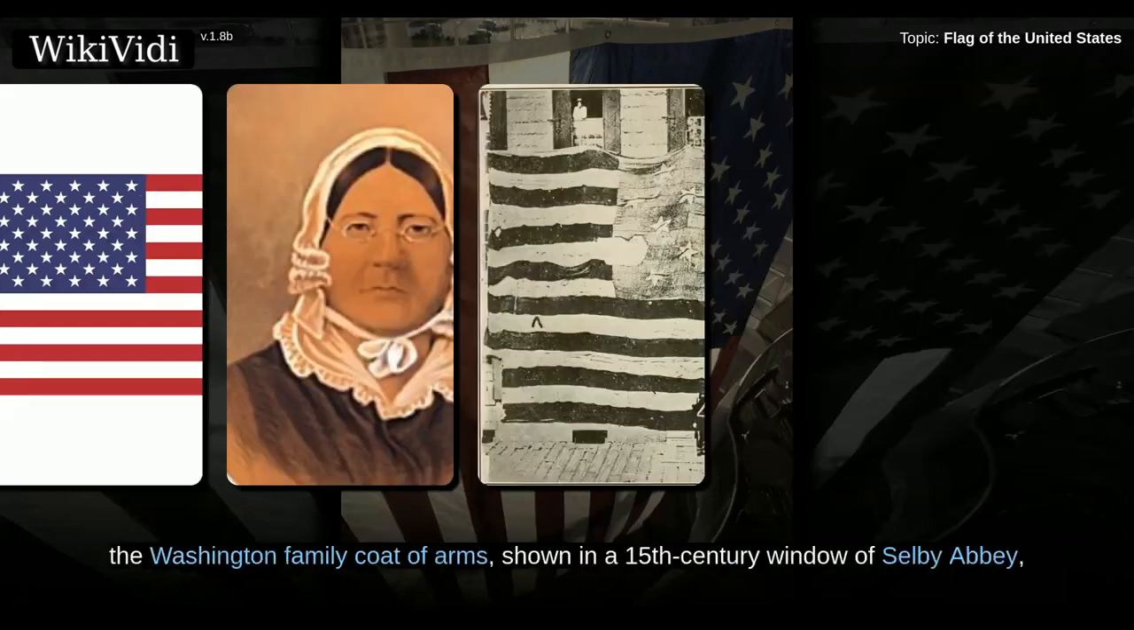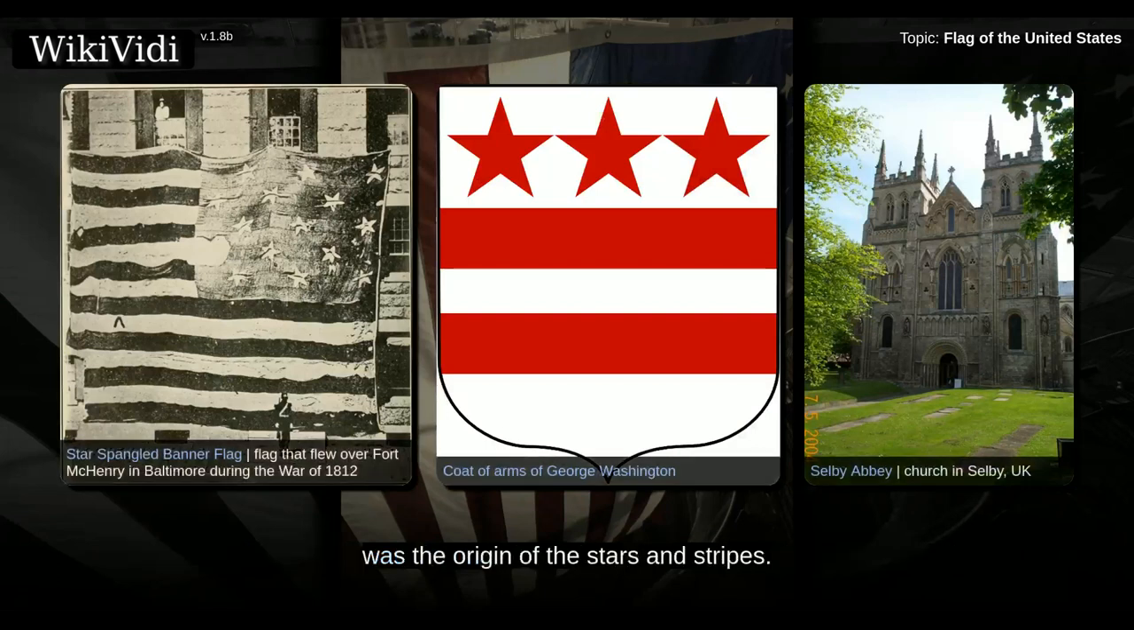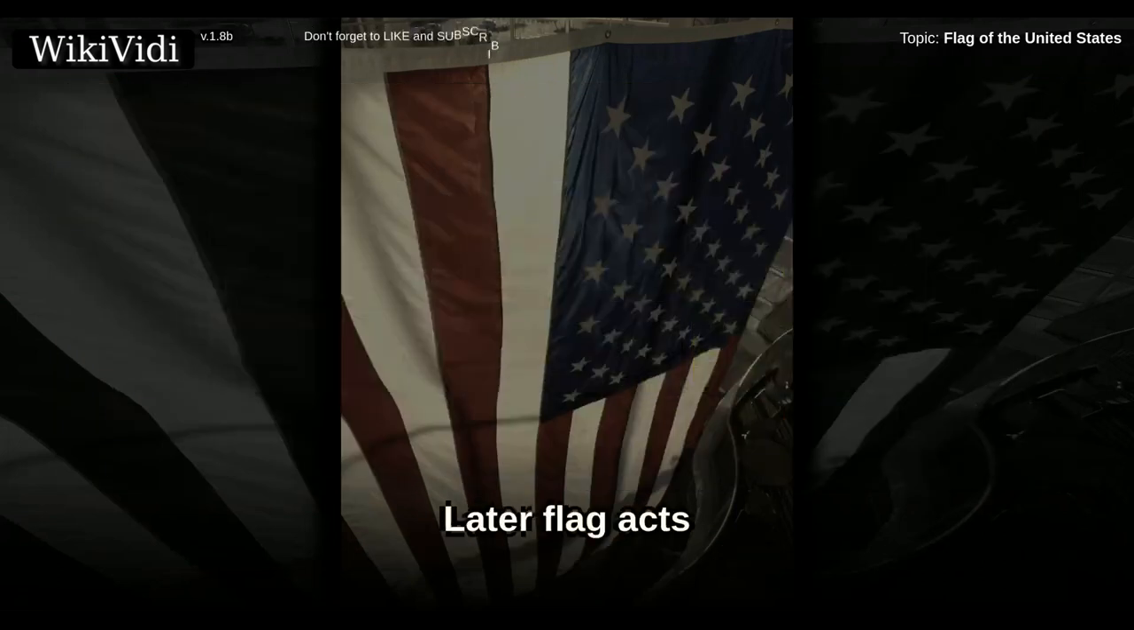According to rumor, the Washington family coat of arms, shown in a 15th century window of Selby Abbey, was the origin of the stars and stripes. Later flag acts.